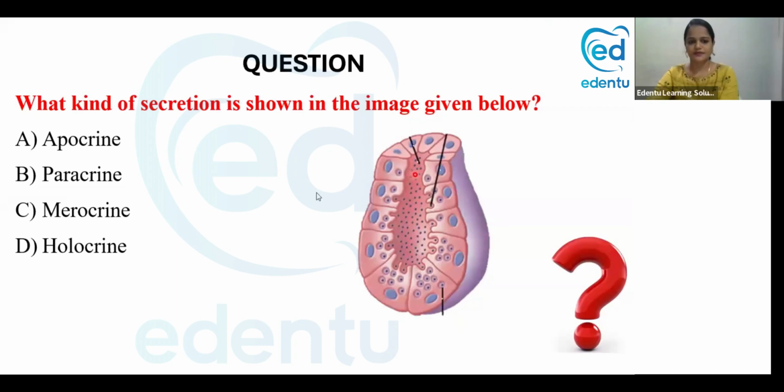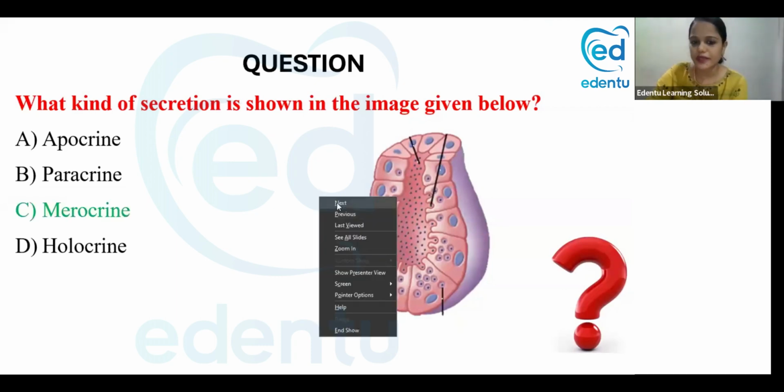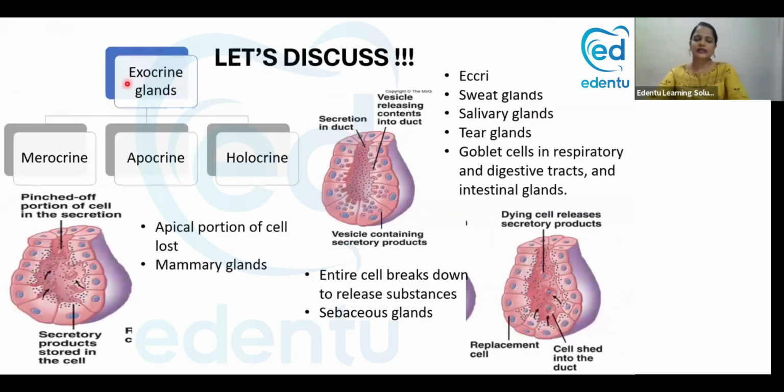Okay, let's see, doctors. It's actually merocrine. Let me tell you. This exocrine gland secretion is of mainly three types. One is merocrine, then there is apocrine, and then there is holocrine. The one given here is merocrine. Merocrine glands are also called eccrine glands. What happens in this is that there will be small secretory vesicles like this, getting attached to the cell membrane, and releasing the content into the outside, into the duct.